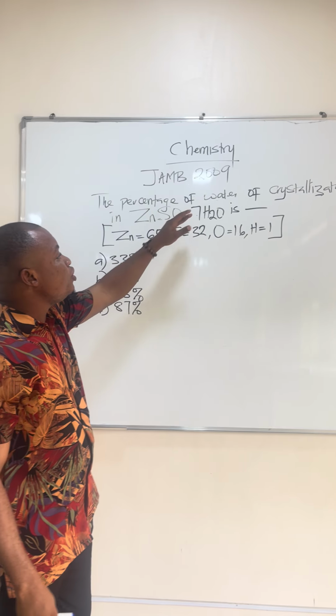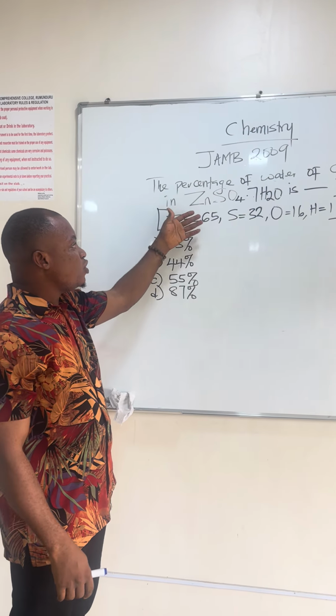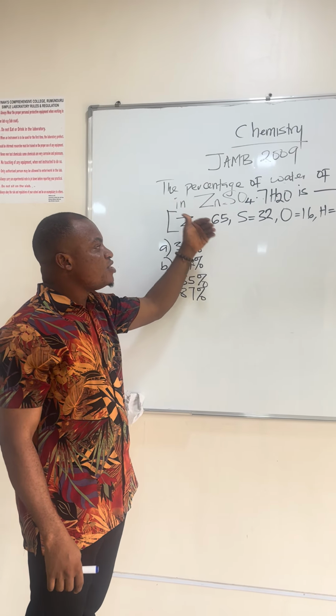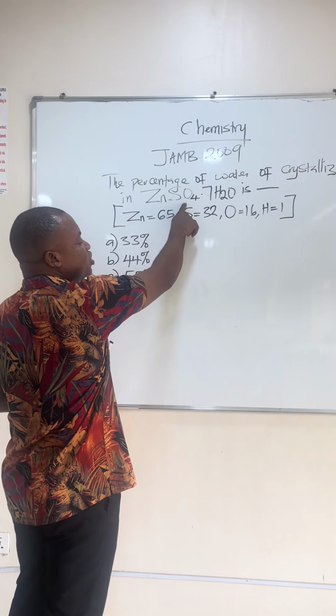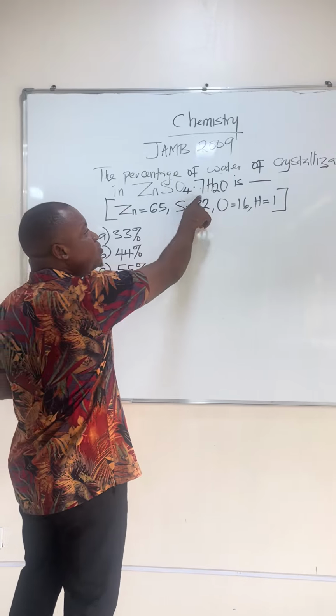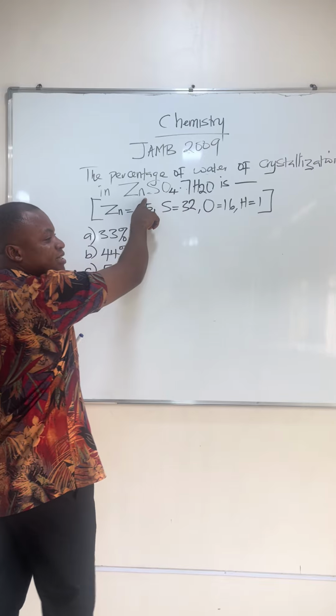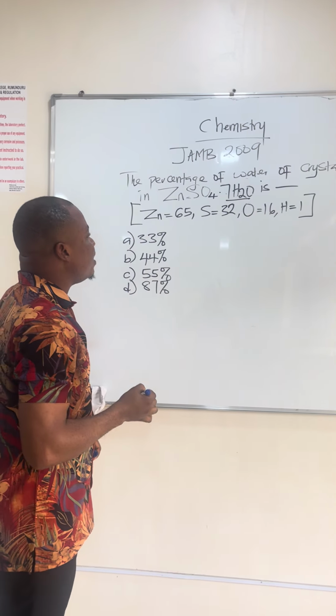First of all, what do you understand by water of crystallization? When we talk about water of crystallization, we're talking about the fixed number of water molecules that is attached to a salt. Zinc sulfate is a salt. The fixed number of water molecules attached to the salt is 7 molecules of water, and this is what we call the water of crystallization in the compound.